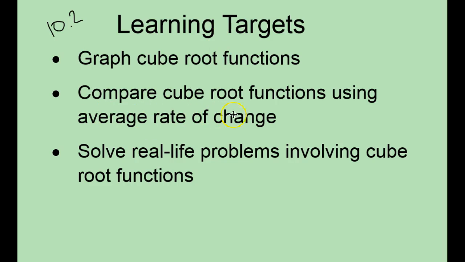Then we compared those cube root functions using the average rate of change. And remember, to find the average rate of change, we're really finding the slope between those 2 points. And then to compare them, we find how much larger one is than the other. How many times larger is it? And then we looked at some real life problems using those cube root functions. So now I want you to go work on your homework for 10.2.